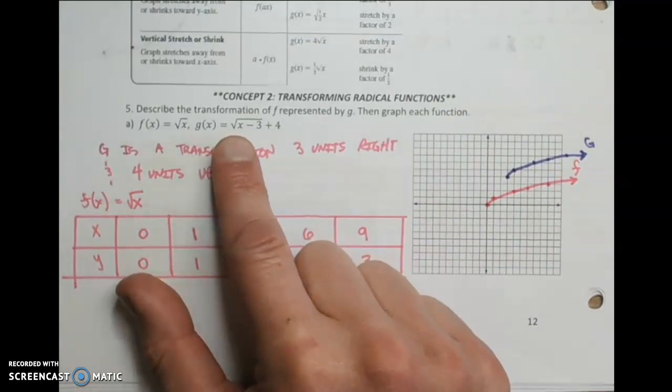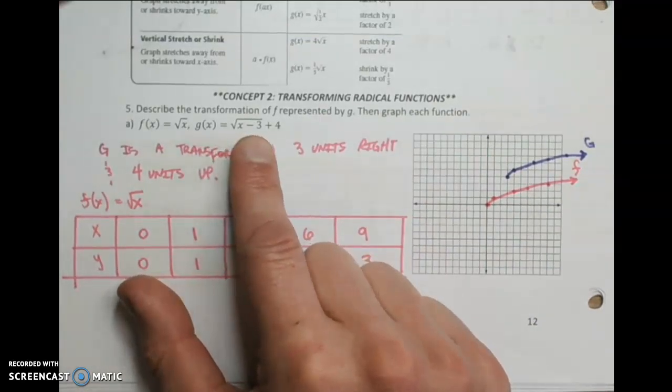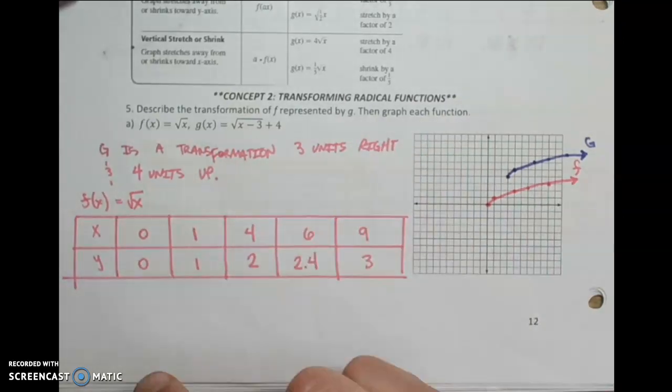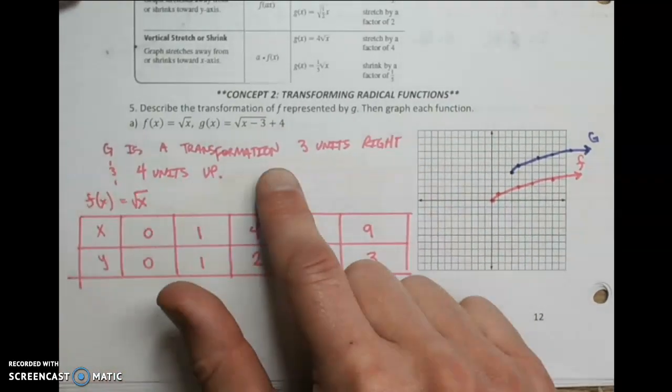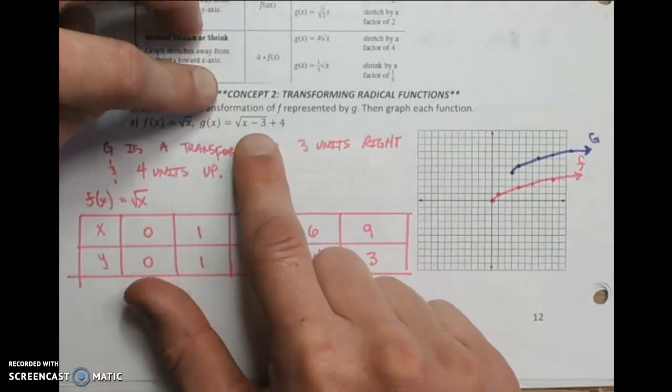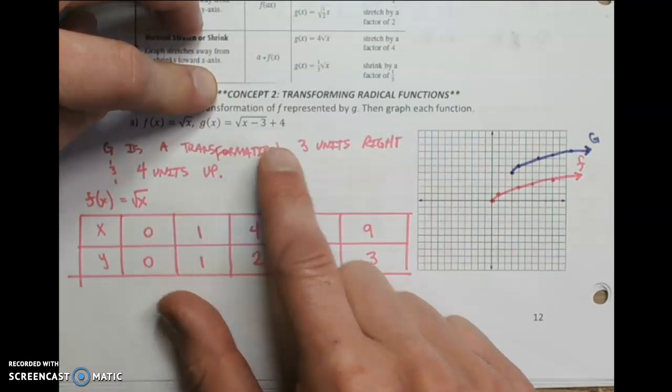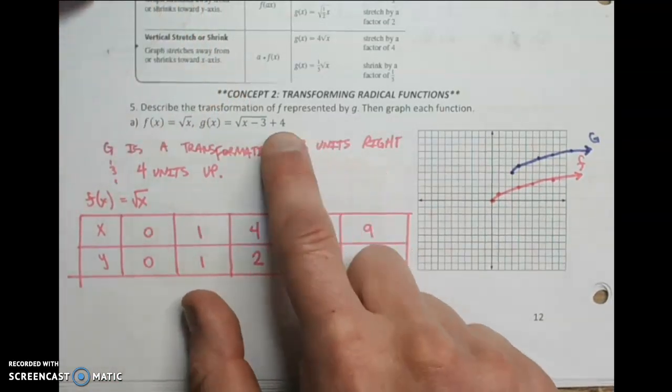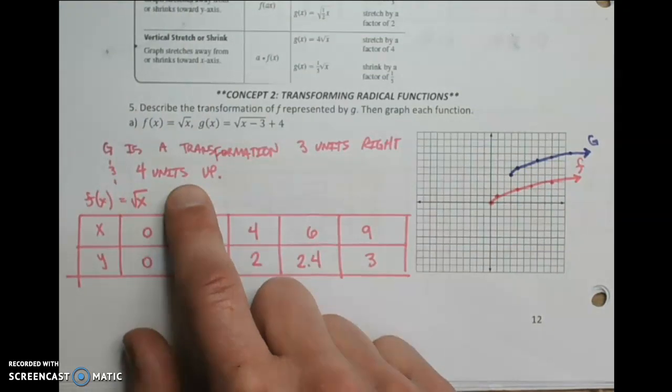g of x equals the square root of x minus 3 plus 4. Well, what is this transformation? g is a transformation 3 units to the right, counterintuitive to x minus 3, 3 units right, and that plus 4 is 4 units up.